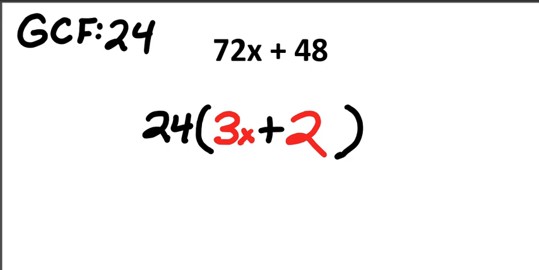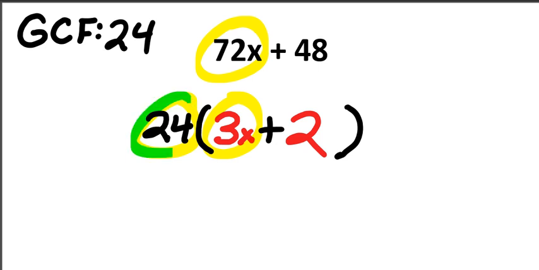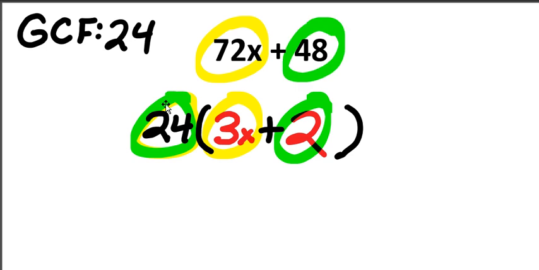Now, let's double check ourselves. Is it true that 24 times 3x gives us 72 x's? Yes, it's totally true. Is it true that 24 times 2 gives us 48? Yes, it's totally true. Woo! Well, that means we done did it, y'all.